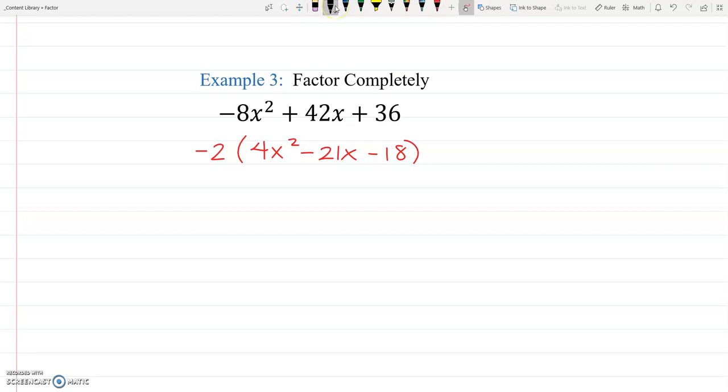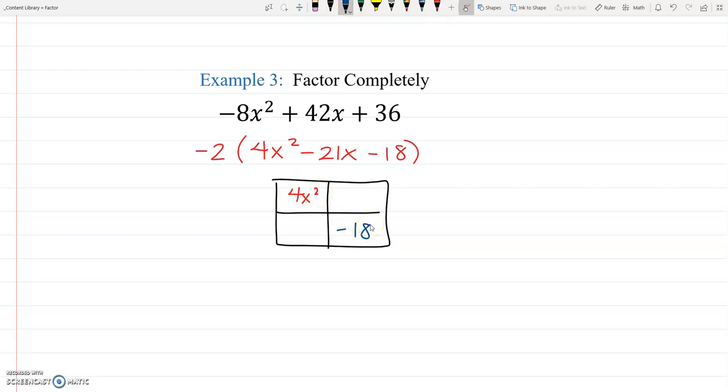All right, now I'm going to leave my negative 2 out there and do my area model for just this 4x squared minus 21x minus 18 stuff. So I know that this top box has to have an area of 4x squared. I know this bottom corner needs an area of negative 18. I can start guessing. If I guess for 4x squared, I recommend guessing 2x and 2x. What would I recommend guessing for my 18 room? 6 and 3.